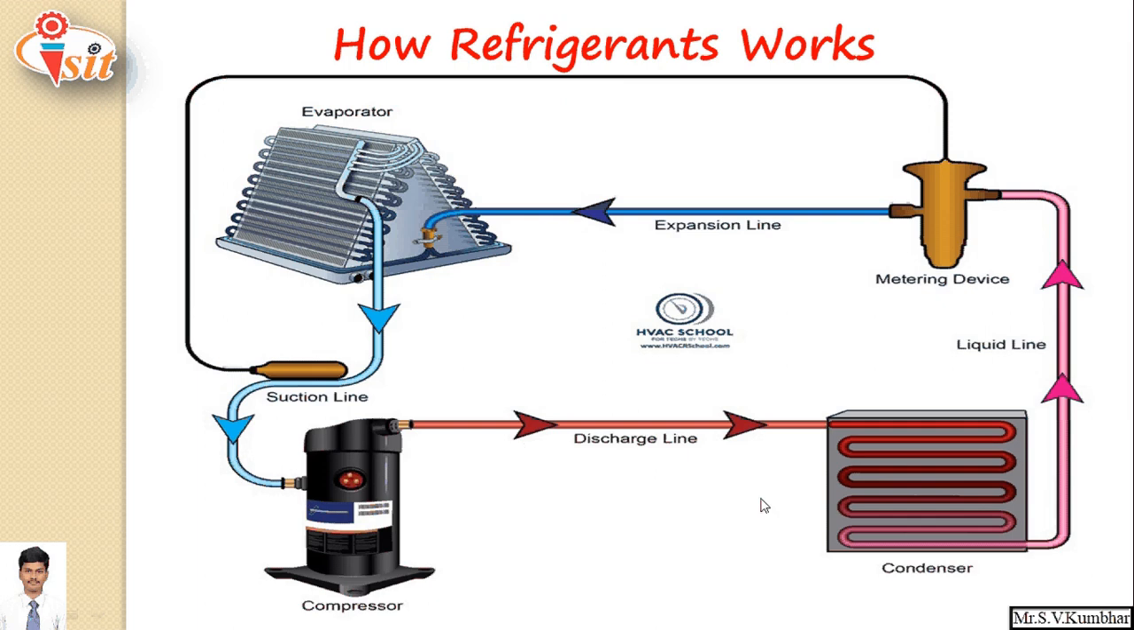If you observe carefully, in the condenser heat is rejected from the refrigerant, and in the evaporator heat is absorbed by the liquid refrigerant from the object which is to be cooled.